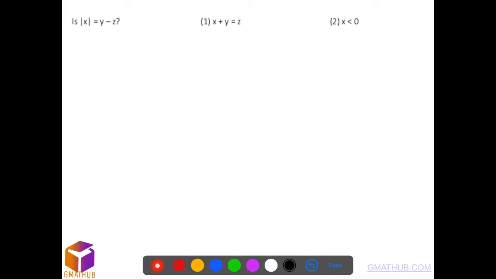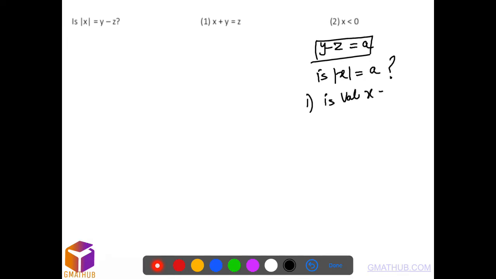Now this is a good question. Let's say y minus z is equal to a, just to simplify the question. Now the question becomes, is mod of x equal to a? First thing is, we are asking two questions actually here. Is value of x equal to value of a?